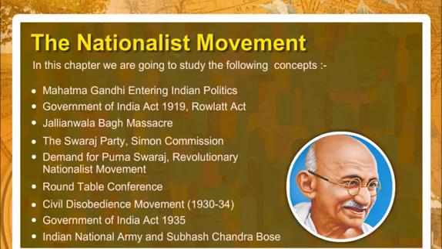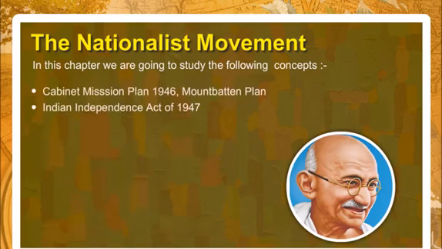In this chapter, we will learn the following concepts: Mahatma Gandhi entering Indian politics, Government of India Act 1919, Rowlatt Act, Jallianwala Bagh Massacre, the Swaraj Party, Simon Commission, demand for Purna Swaraj, Revolutionary Nationalist Movement, Round Table Conference, Civil Disobedience Movement 1930 to 1934, Government of India Act 1935, Indian National Army and Subhash Chandra Bose, Cabinet Mission Plan 1946, Mountbatten Plan, Indian Independence Act of 1947.